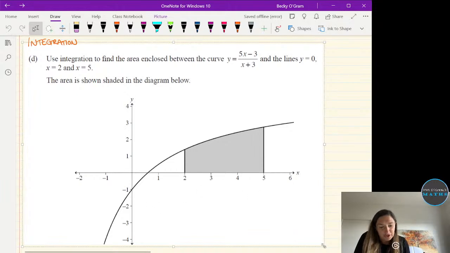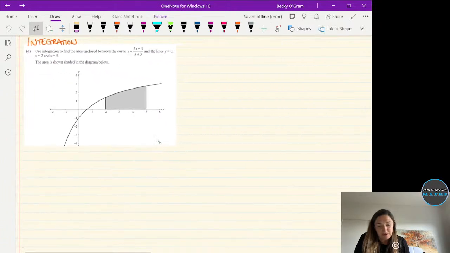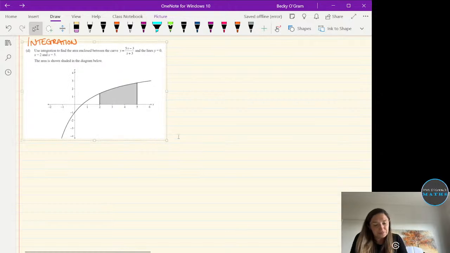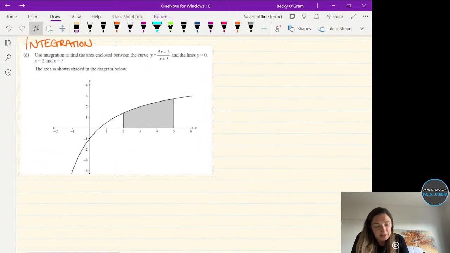We've got this curve here, and it's being enclosed between the lines y equals 0, that's just the x-axis, and 2 and 5. We want to find this area underneath. So we'll find the shaded area of this curve here. All right, let me just shrink that down a little bit and come in here.